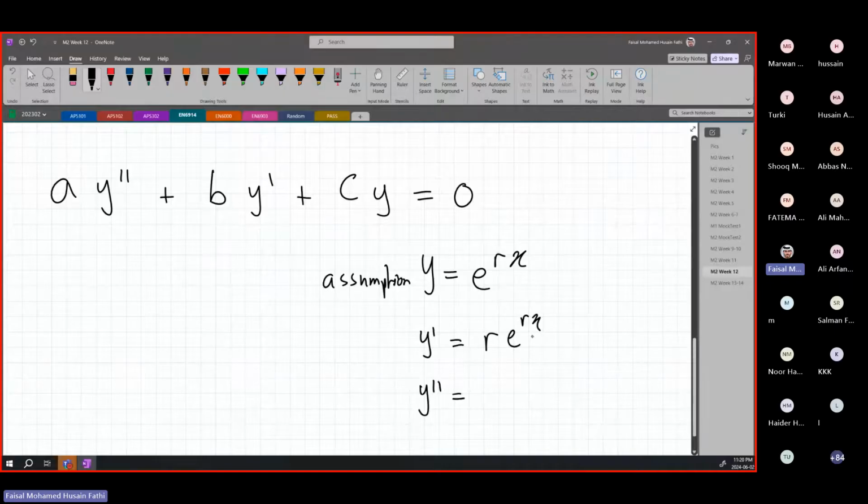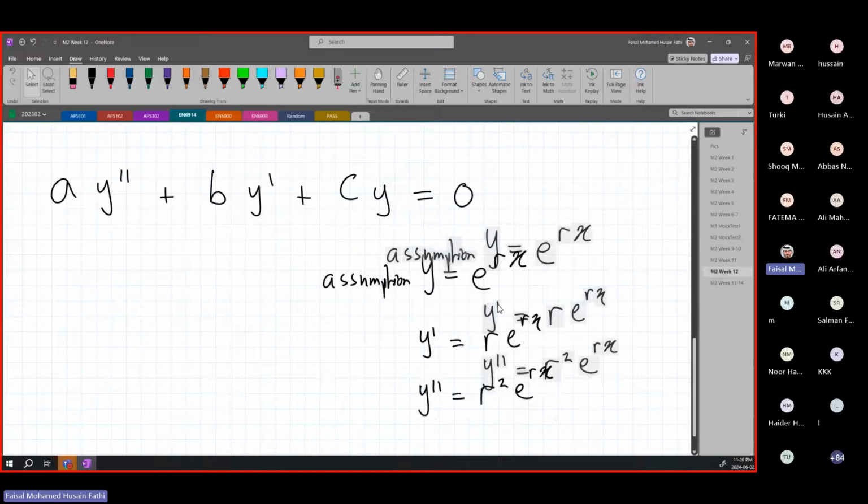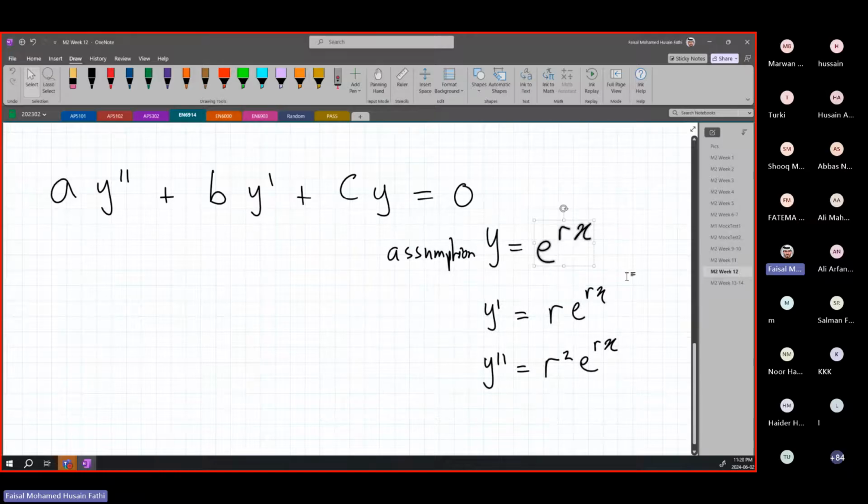And the second differentiation is going to be r squared e to the power of rx. Okay? So this is just based on the assumption. We're just assuming a random value for y. All right, and the value is in terms of an exponential, and you will see why now.